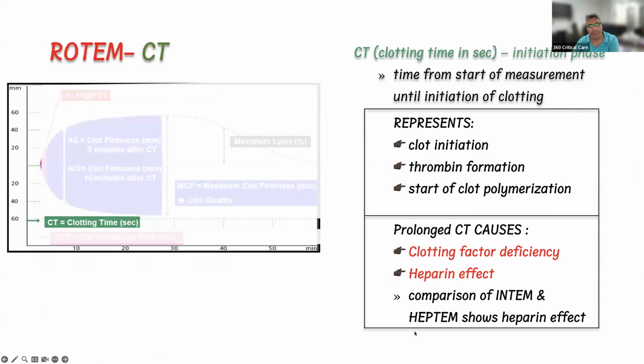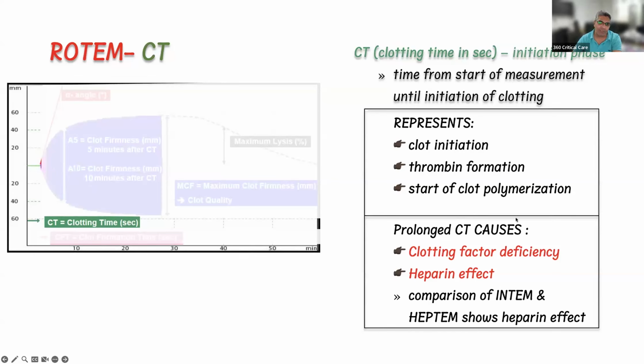Now the parts of the ROTEM tracing. Initially you look at the clotting time or CT. This green part is the CT or clotting time in seconds. It represents the initiation phase, that is the time from start of measurement until initiation of clotting. You start measurement here, this is zero time, and the length of that is the clotting time. If it is more, the clotting time is more. If it is less, the clotting time is less. It represents the time for clot initiation, thrombin formation, and start of clot polymerization.